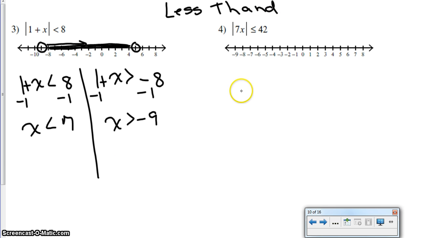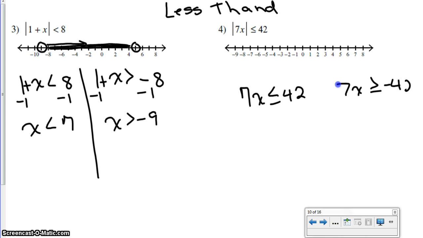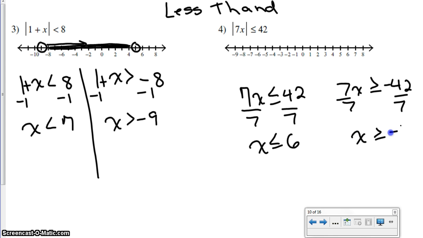Well, let me just make sure I'm right. 7x less than or equal to 42. 7x greater than or equal to negative 42. Divide by 7, divide by 7. X is less than or equal to 6. Divide by 7, divide by 7. X is greater than or equal to negative 6. Close dot, arrow going this way. Close dot. Oh, look at Mrs. Rose, you were right. Look how smart you are.